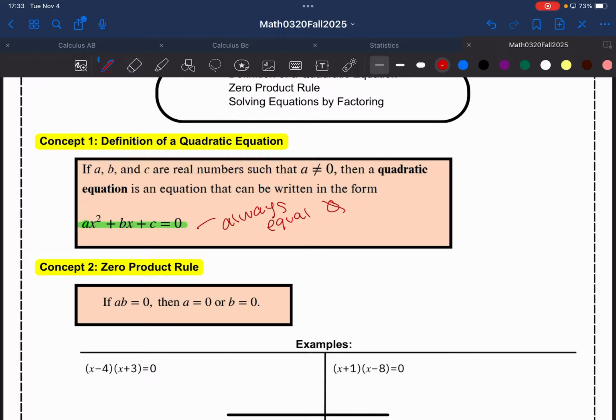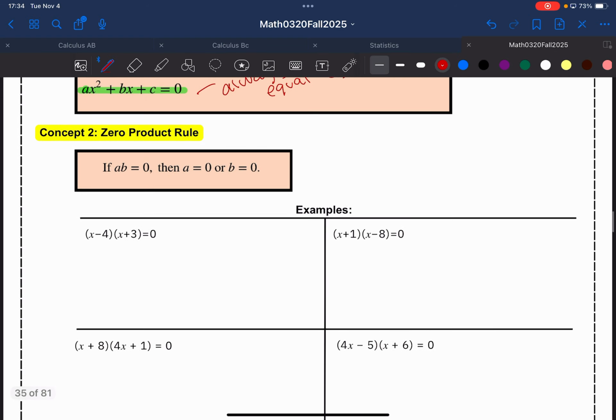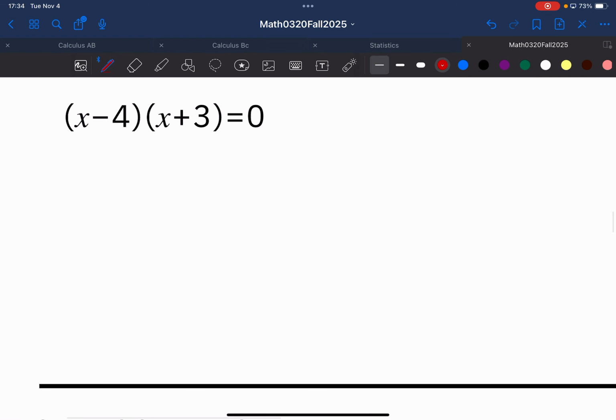Which means if it doesn't equal 0, then we're going to have to manipulate the equation to where it is equal to 0. And then the zero product rule states that if we have two factors, and here they labeled these two factors as A and B, if we multiply those two factors together and they are equal to 0, that means either A or B has to be equal to 0. Which makes sense because if you were multiplying two numbers, let's say 5 times a number would have to give us 0. 5 times 0 would have to give us 0, or vice versa. It could be opposite.